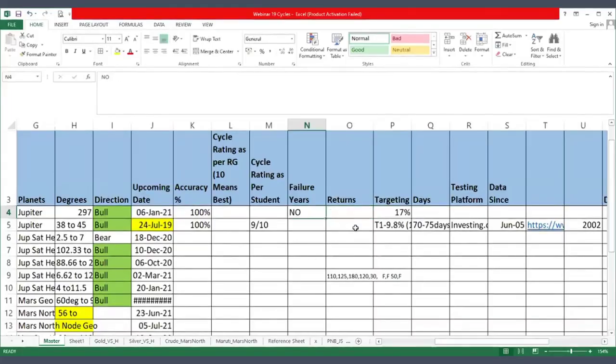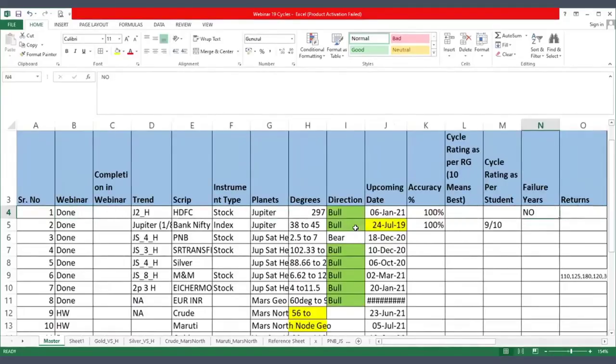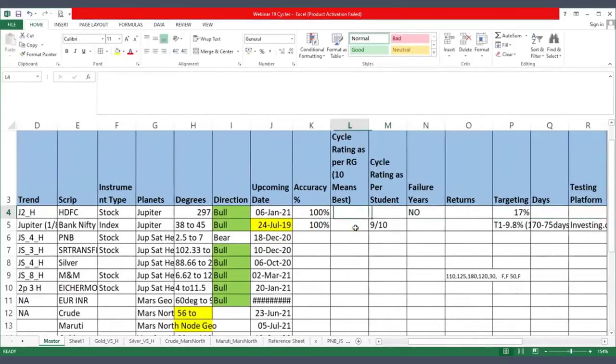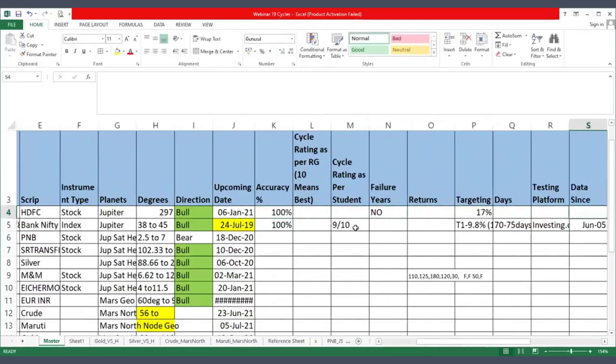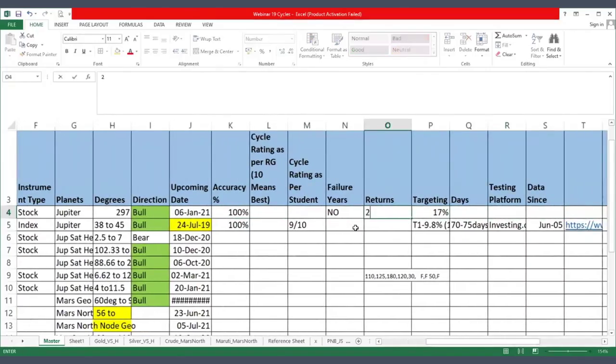So what I have filled here is this accuracy, which is 4 by 4, which is 100%. Failure, so far we didn't incur any. Returns were 20%, 90%, 54%, 17%. And targeting, we are going for some 17%. Days could be 66 to 85.